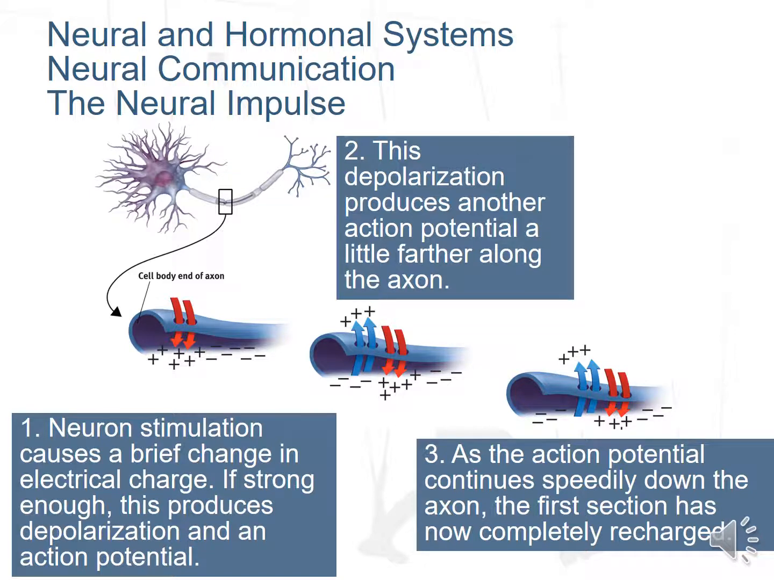So this slide tells you exactly what happens with the communication in terms of the ions that occur. The first thing that happens is the neuron stimulation causes a brief change in electrical charge. If strong enough, this produces depolarization and an action potential. The depolarization produces another action potential a little further along the axon. As the action potential continues speedily down the axon, the first section is now completely recharged. And this is usually with sodium ions.